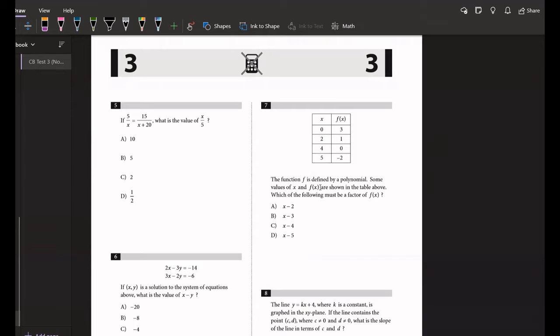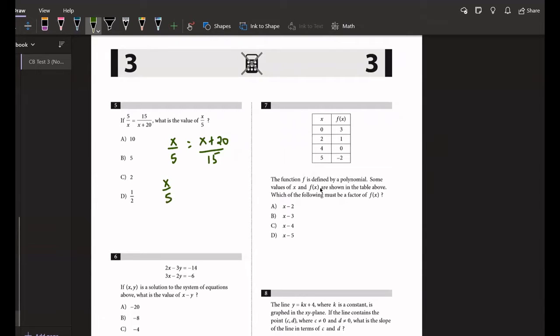Sorry, if 5 over x is 15 over x plus 20, what is the value of x over 5? So let's try to do it the way they have asked, x over 5. So we are going to flip it. x over 5 would be x plus 20 over 15, right? So we are going to flip on both sides. We'll try to rearrange this.